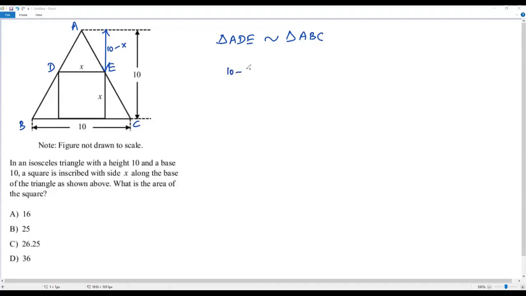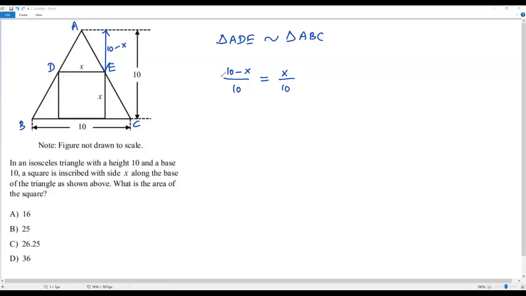Let me write the height of the smaller triangle. What is the height of the original bigger triangle ABC? That is 10. This is equal to the ratio of the bases of the two triangles. What is the base of the smaller triangle ADE? That is x. What is the base of the original bigger triangle? That is 10. Now in this equation, we have to solve for x, which represents the length of the side of the square.